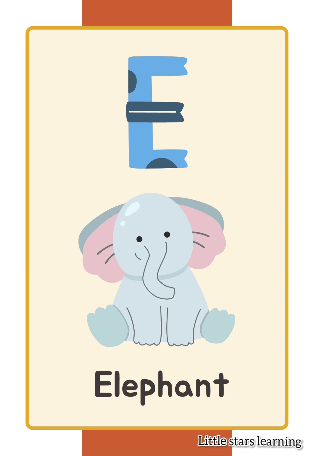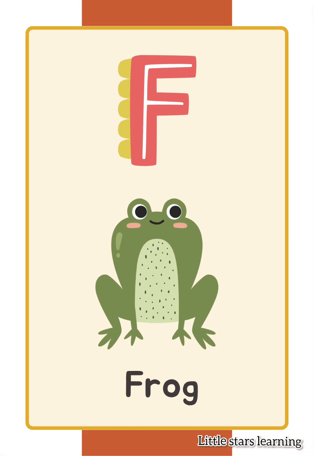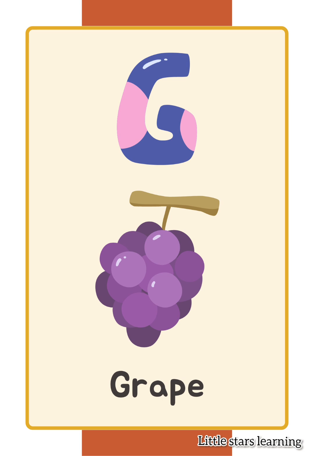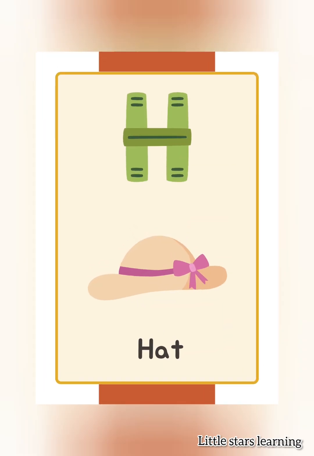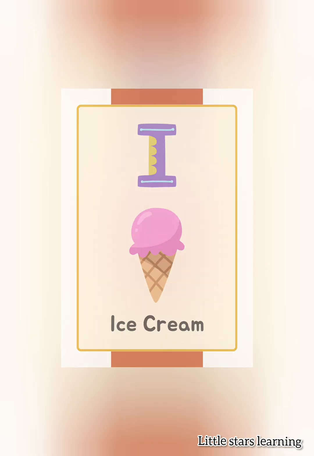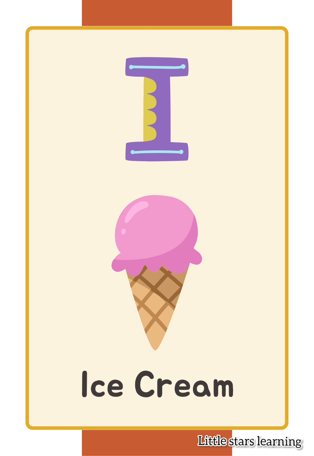E is for elephant. F is for frog, frog, frog. F is for frog. G is for grab, grab, grab. G is for grab. H is for hat, hat, hat, hat. H is for hat. I is for ice cream, ice cream, ice cream. I is for ice cream.